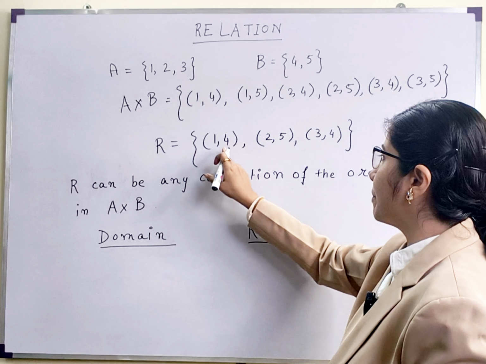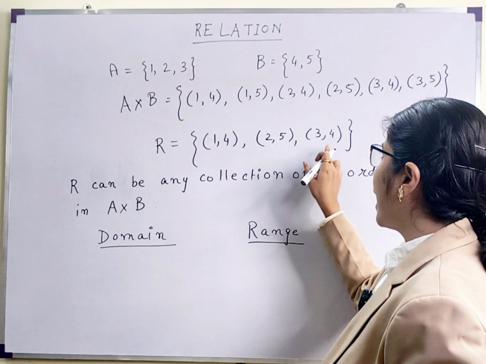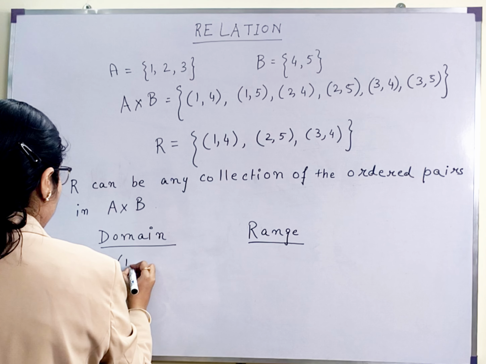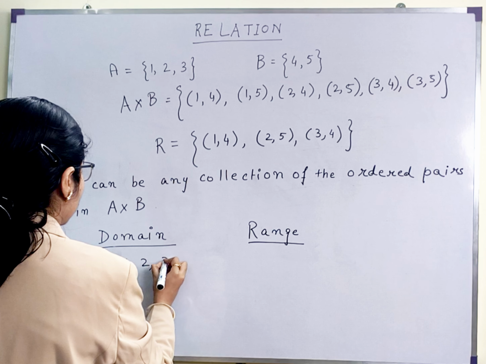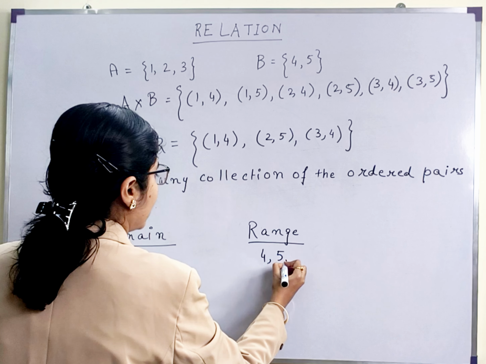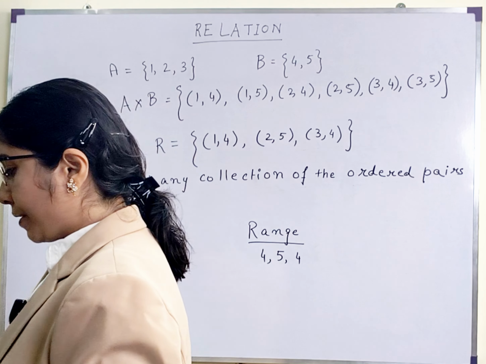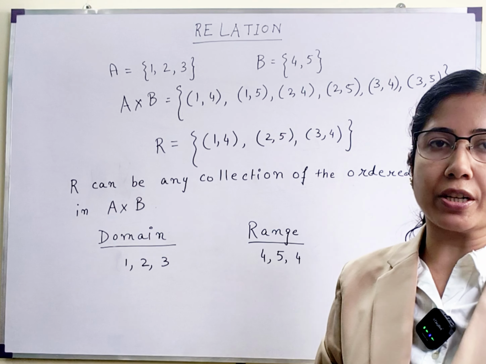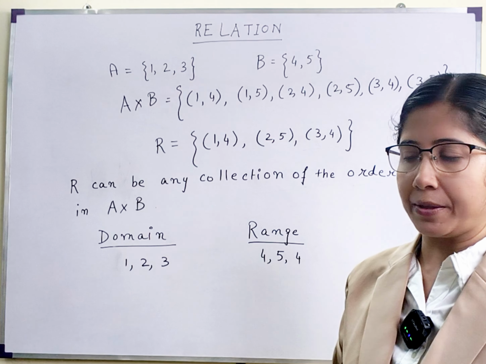So here in this particular problem, which are the domain? That is 1, 2 and 3. Domain is 1, 2, 3, and range is 4, 5, again 4. These are the range. So this is just an introduction to relation. I am not going into detail because I want to start the functions today.